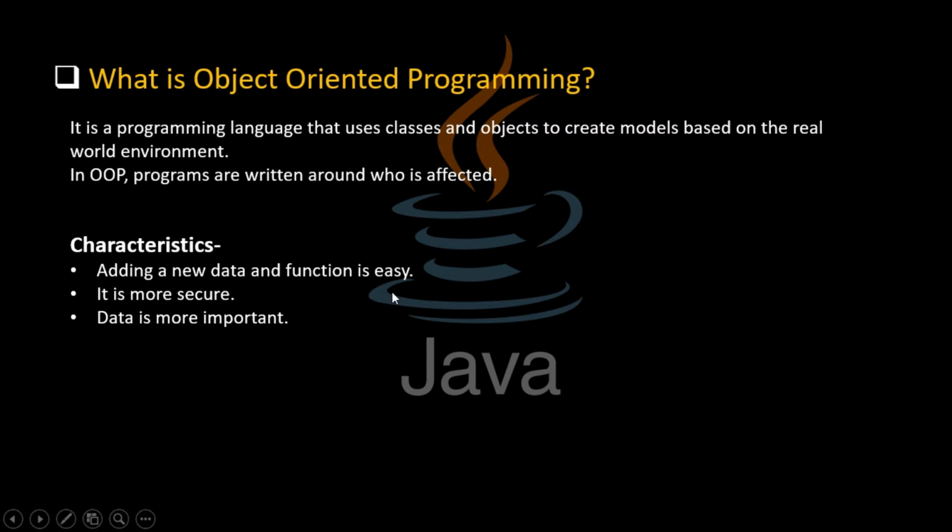So, some of the striking features of object-oriented programming are: adding new data and functions is very easy. It is more secure, and data is very important for such a programming language. Complex programs can be written using this programming language. So these are the most striking features of object-oriented programming.